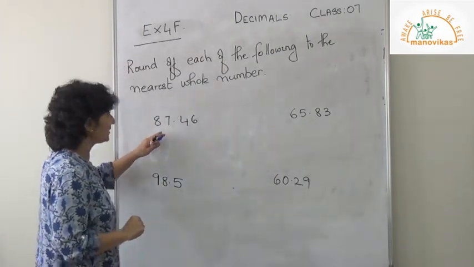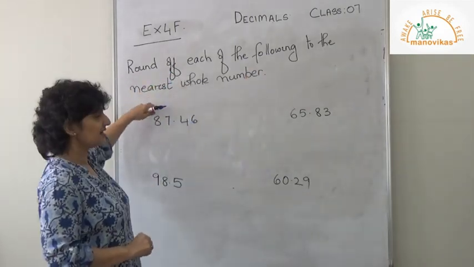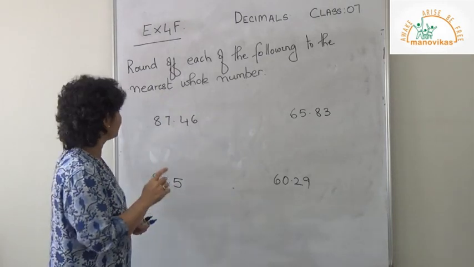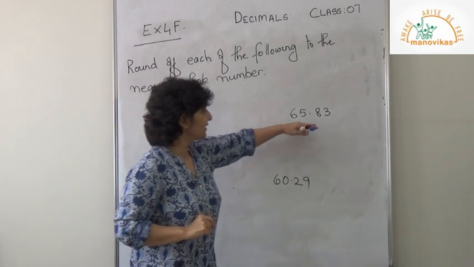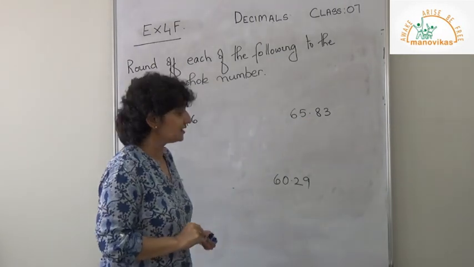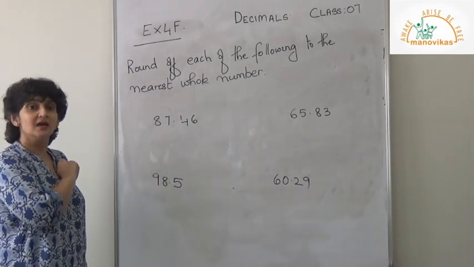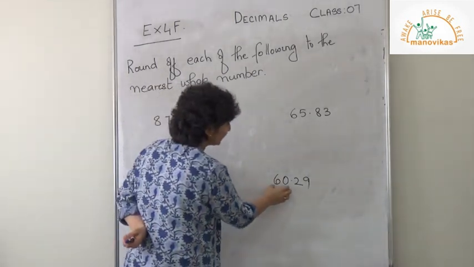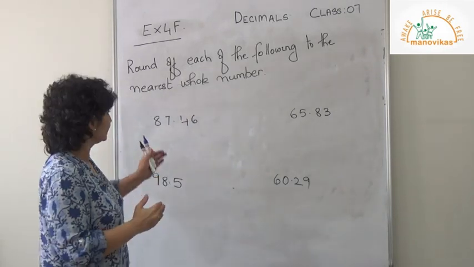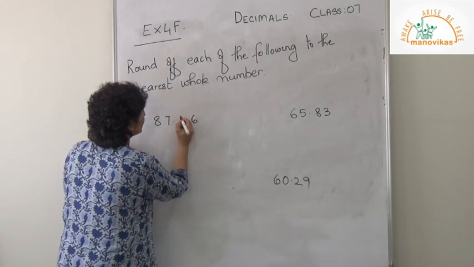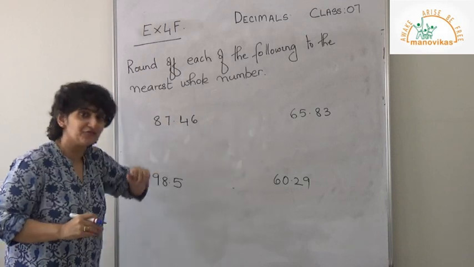Let's see. Now they've said here, round off each of the following to the nearest whole number. Here 87 is your whole number. Here 65 is your whole number. Here 98 is your whole number. And here 60. Correct? Now we need to round off. How do we do that? Check the number before that. Check the number after the decimal.